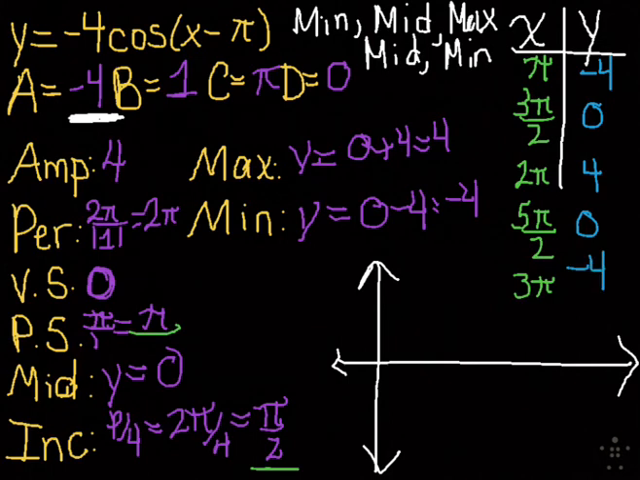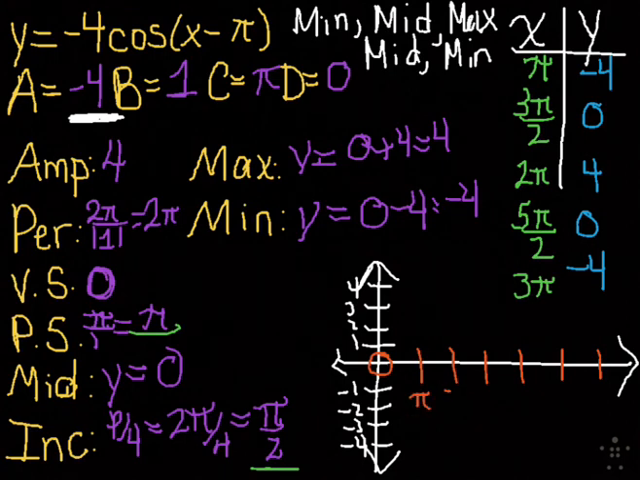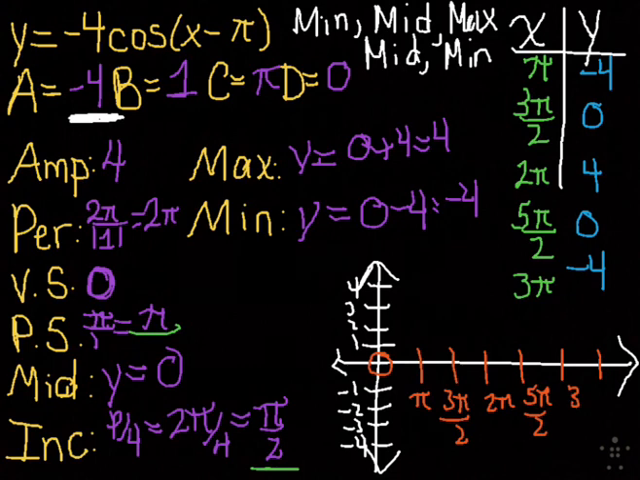So now we just label our axes. So this time I know I got to go to 4. So -4, -3, -2, -1, 1, 2, 3, 4. I'm at 0 here, and then I know I gotta go 1, 2, 3, 4, 5 points out. So I know I'm gonna start at pi. Then I have 3 pi over 2, 2 pi, 5 pi over 2, and 3 pi. The midline is at 0.